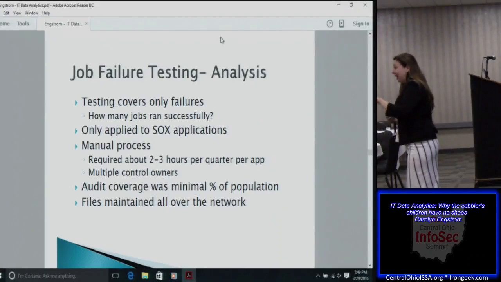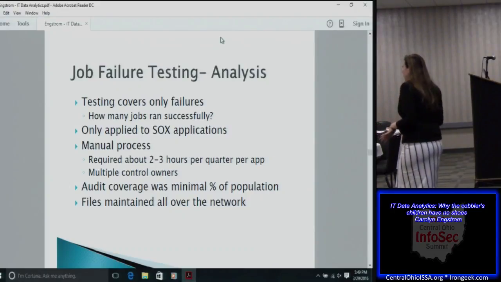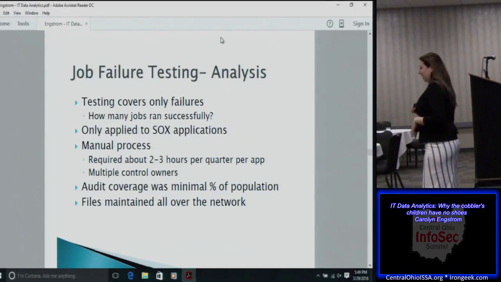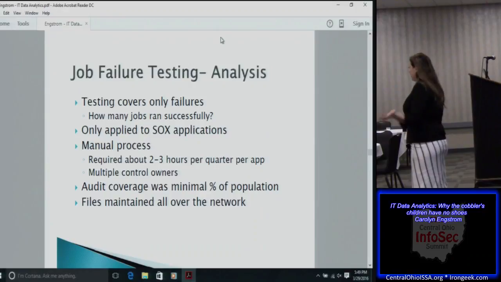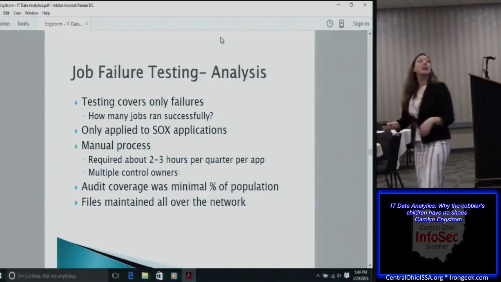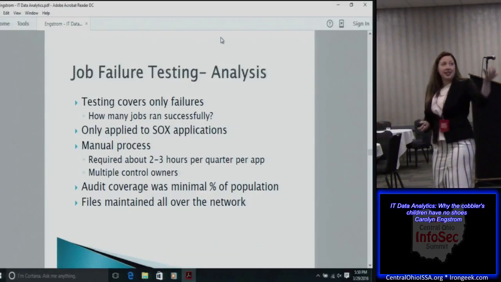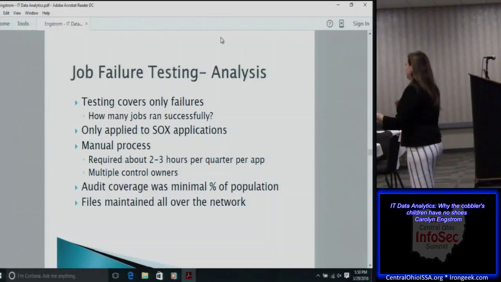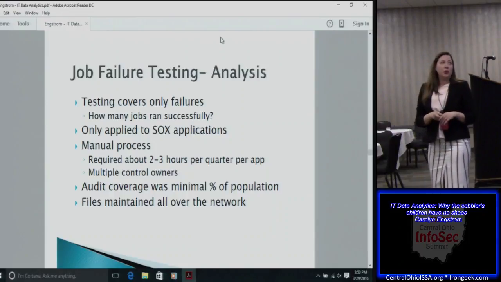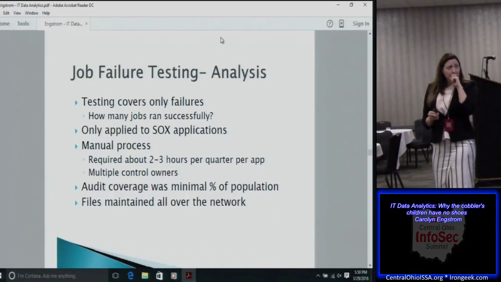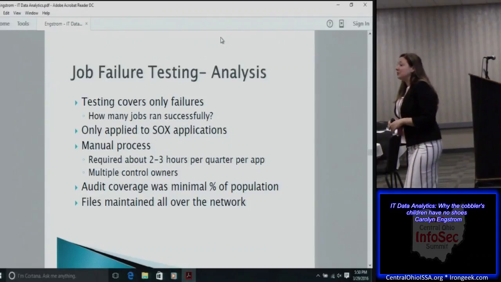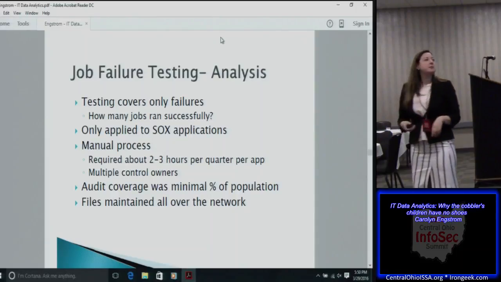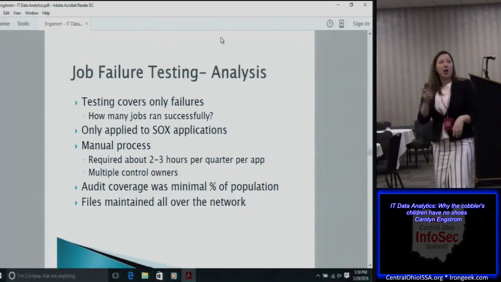Financial applications are actually not our most critical applications. So why are we applying something to only our financial applications, but we're not applying it to other applications that we care about data integrity on? It's a manual process. Like I said, it took 2 to 3 hours per quarter per app. I mean, multiple control owners, because those applications were rolled up to different control owners. And still, at that investment of time, a minimal percentage of our population was being covered. And we had files all over the network.